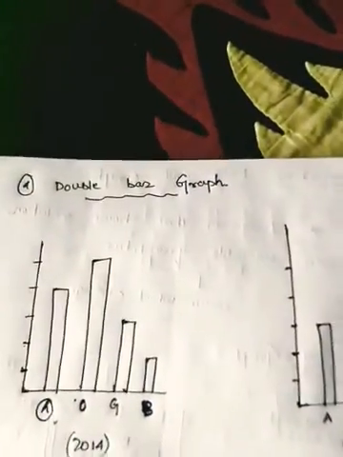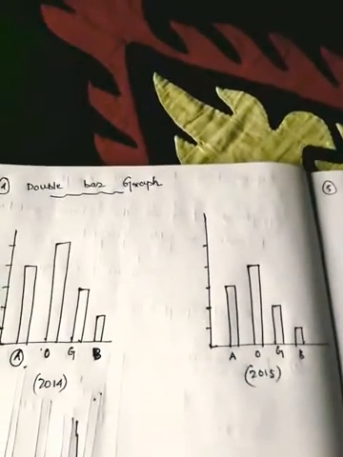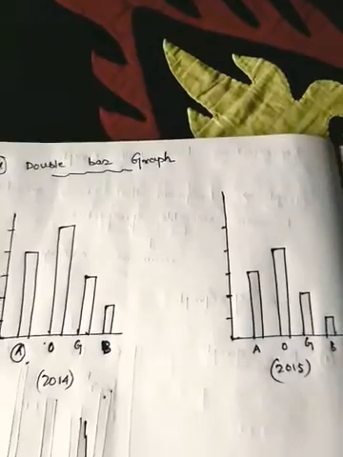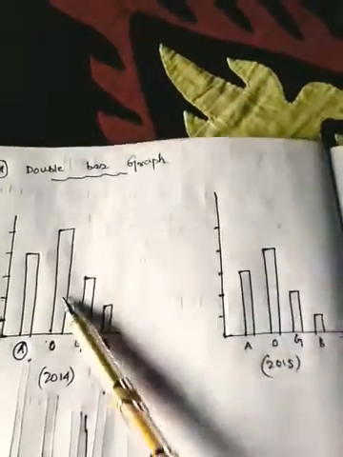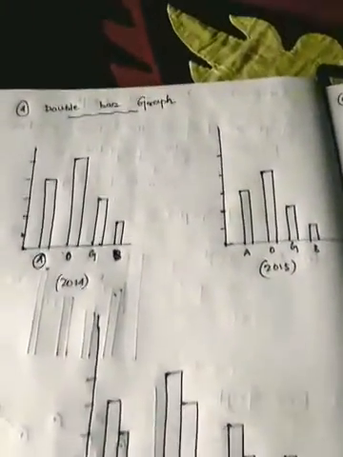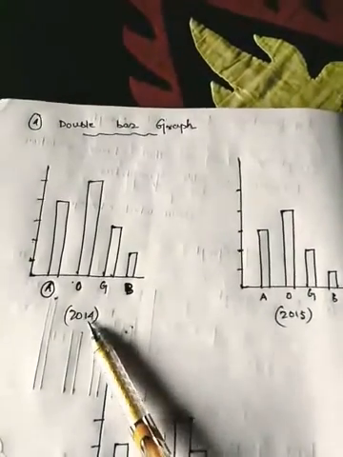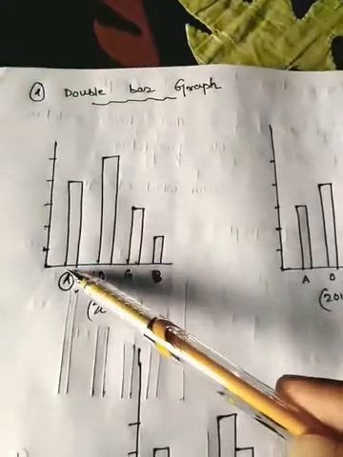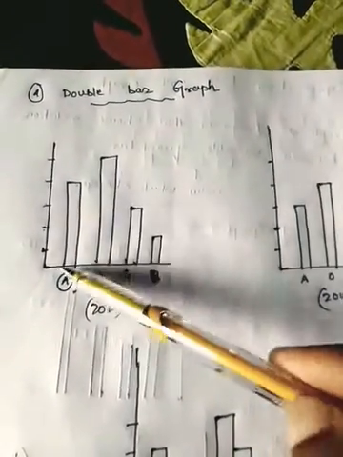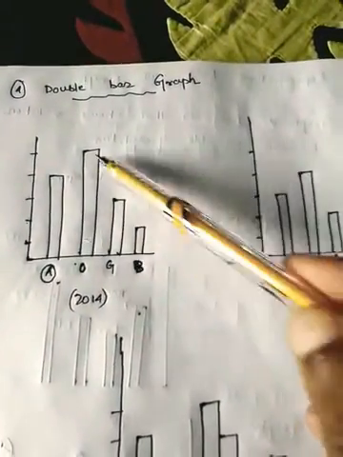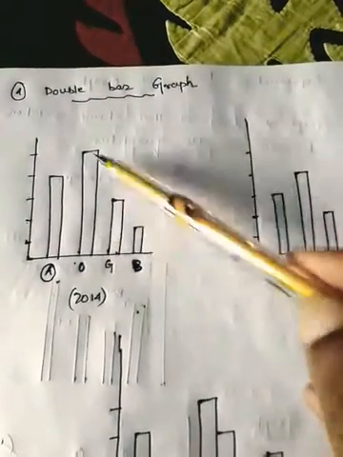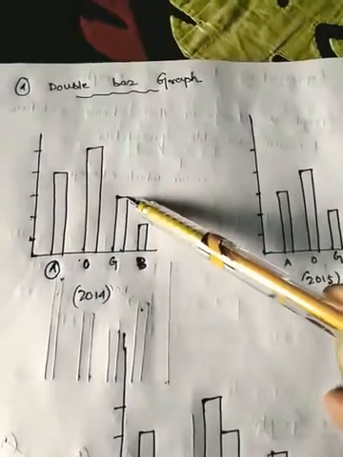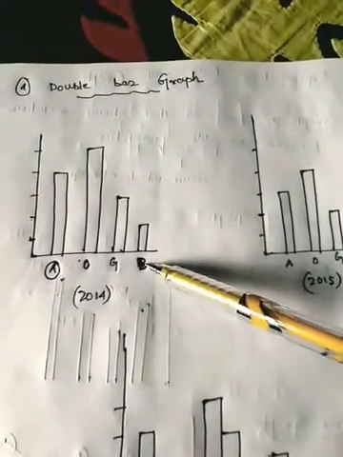The fourth one is double bar graph. A double bar graph is a compilation of two bar graphs together. Suppose according to the 2014 data of one particular class, the number of students who love apple is this much, orange is this much. These are the students who love orange. This is the data of 2014, and the number of students who love grapes, G for grapes, and banana is this much.